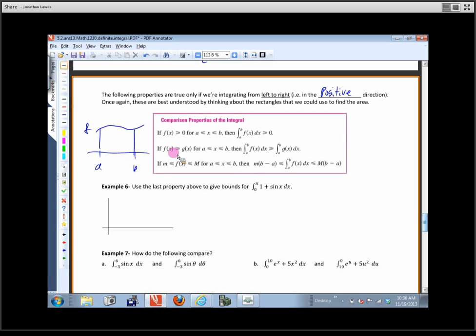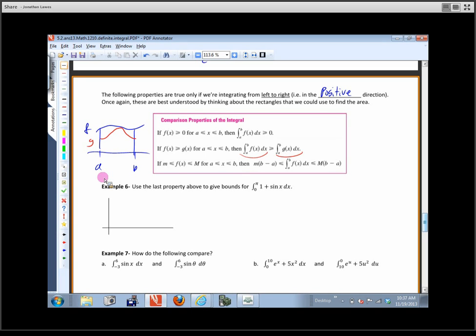Okay. The next part says if f of x is greater than or equal to g of x for all the x's on that interval, then the definite integral, or the signed area that accumulates for f, is going to be greater than or equal to the signed area for g. So if I put that on this picture, this would be what g looks like. Is there any doubt that the signed area for g would be less than the signed area for f? That's all it asks for.